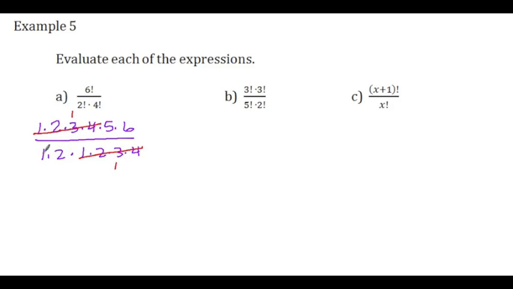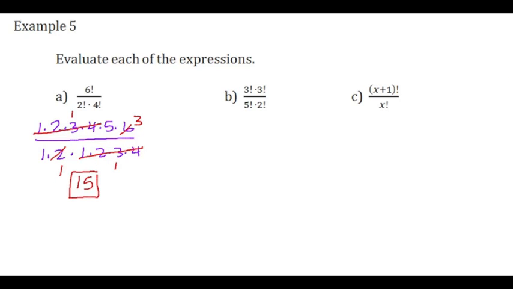And then I have the 1, 2, and 5 and 6, so the 2 can go into the 6 3 times. So what I have left up on top is 1 times 5 times 3, which is 15. And all I have left in the denominator is just 1, so it's 15 over 1, or just 15. Okay?